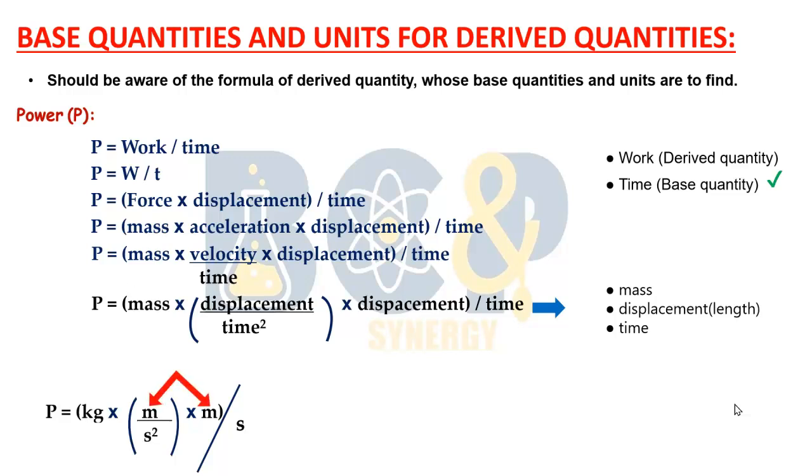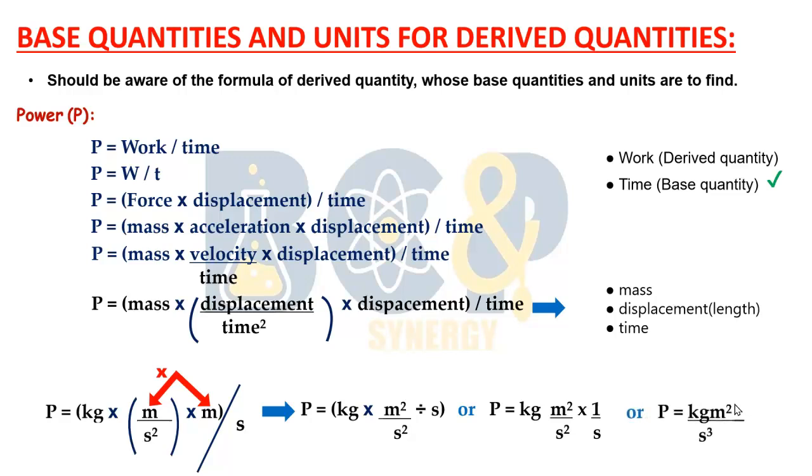Here we will multiply both meters. The base will remain the same while their powers will be added. As a result, power's value will be kilogram into meter square divided by second square, whole divided by second. Or power's value will be kilogram into meter square divided by second square into 1 by second, that is the inverse of second. We can also write it like this.